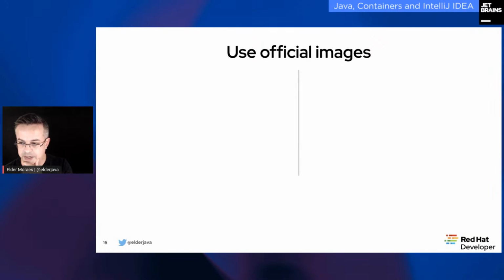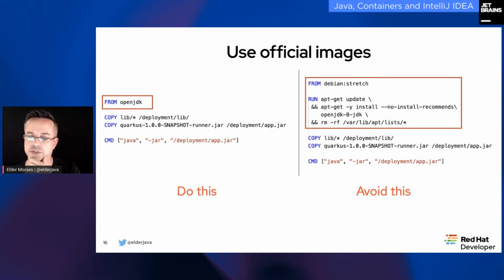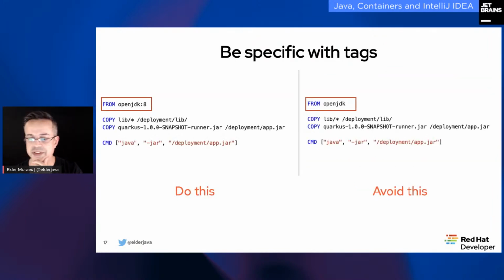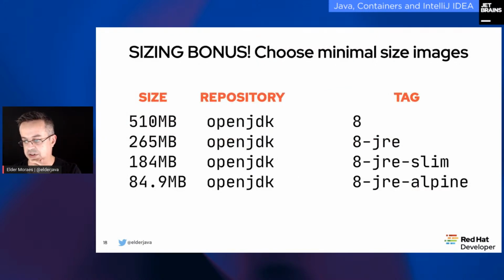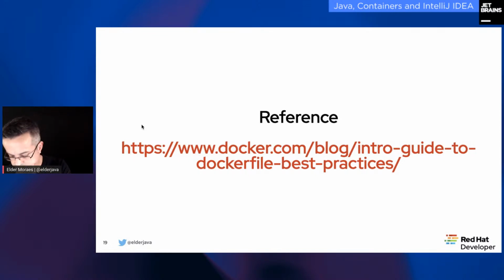Okay, so to summarize this part, use official images. Instead of doing a lot of hard work, just go ahead with official images. Also be specific with tags, so don't use plain OpenJDK, go with the version, and you can even use Alpine or whatever you need. Here we have some comparatives. Just the base image on Alpine is 85 megabytes, and on full OpenJDK is 510 megabytes. You can find even more reference in this post on the Docker official site.